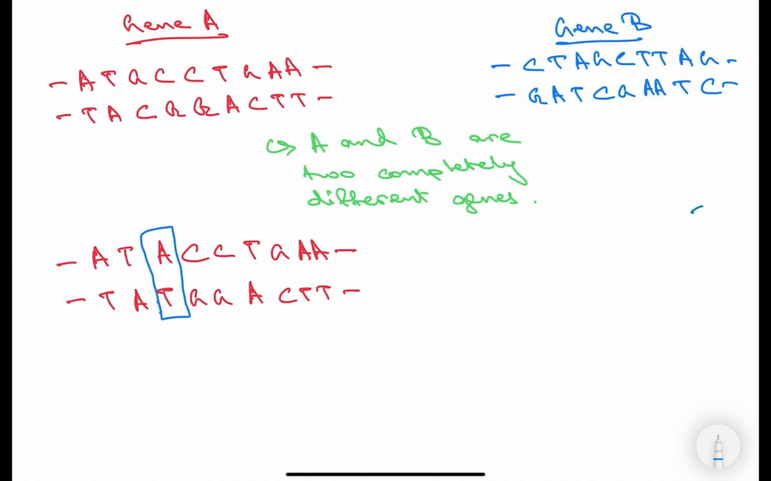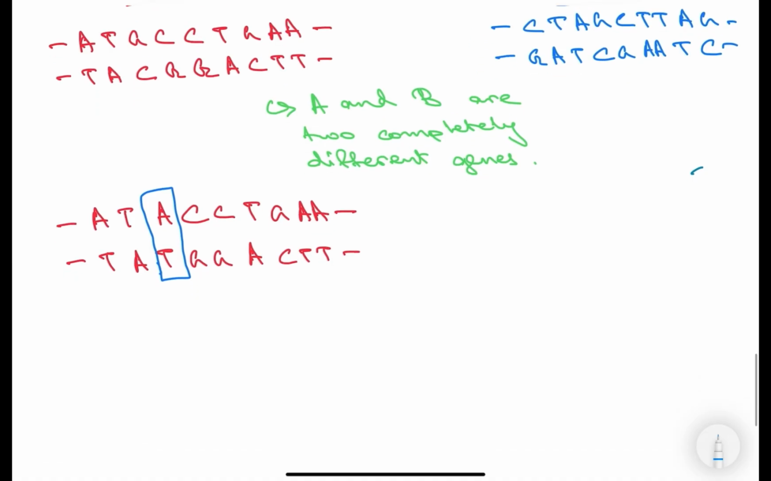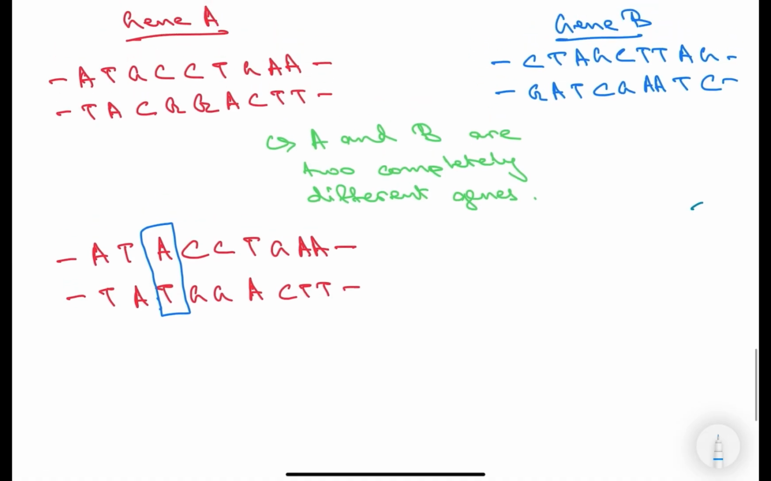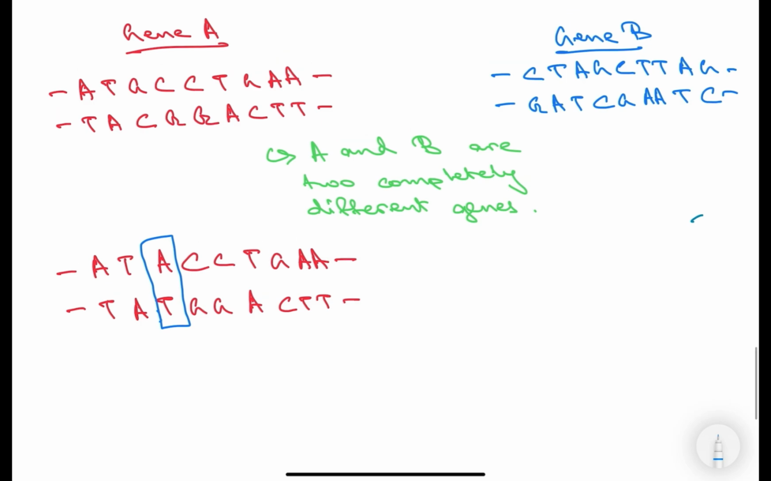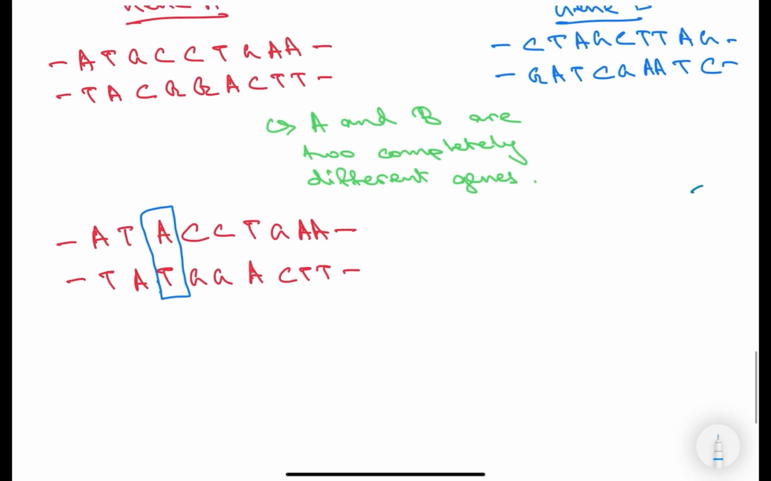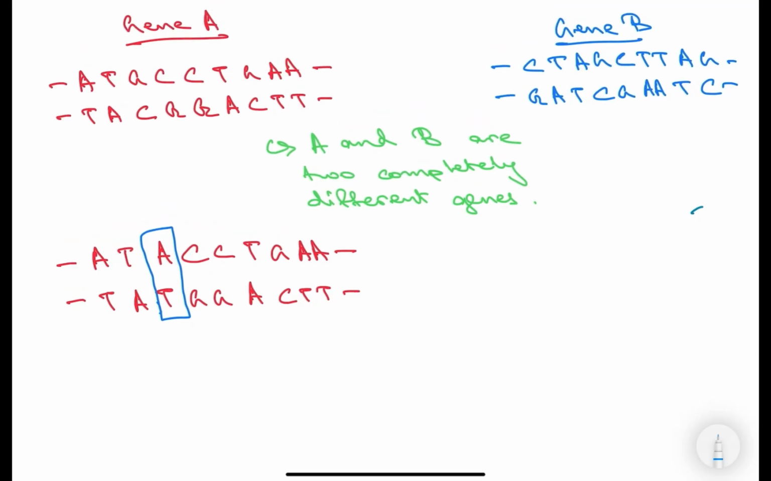Okay, like there is only a change in one base pair. I'm not saying it's only one or two base pairs, but a very slight change, not like gene A and gene B where there's a completely different sequence. But if there's a very slight change between two different sequences, then we can call them alleles of a gene. To name them, since this is capital A, we'll call it gene A with small a.